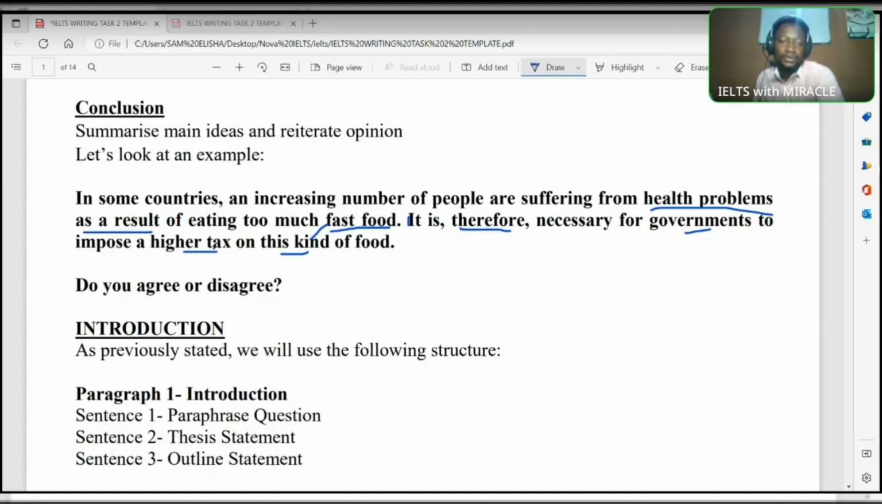We can as well look at fast food and say it has helped some other people who work, people who don't have time to cook. Junk food has helped them become more productive. Now, if they are no longer able to afford this food, then it could also affect them. So you see, that's your argument if you disagree, right?